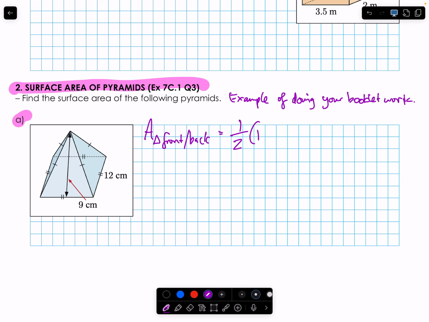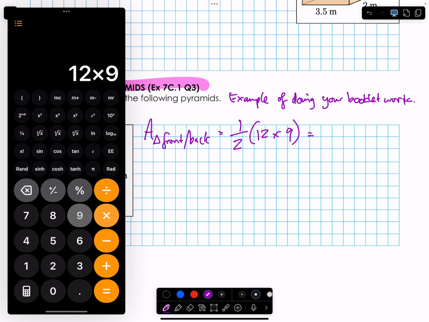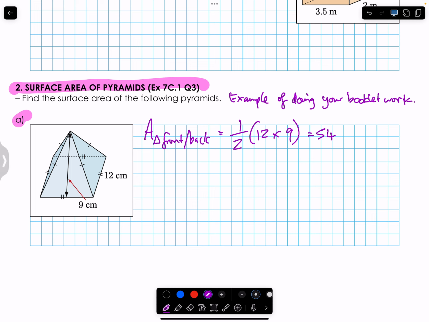So base times by the height. How tall is that triangle according to the arrow? Any idea? You can't just read a diagram? 9. So 12 times 9 is, what is that? Not being good with my multiplication today. 12 times 9, 108 divided by 2. So that is one of the triangles. There are 2. So that's going to be 108 square centimeters for the triangles front and back.